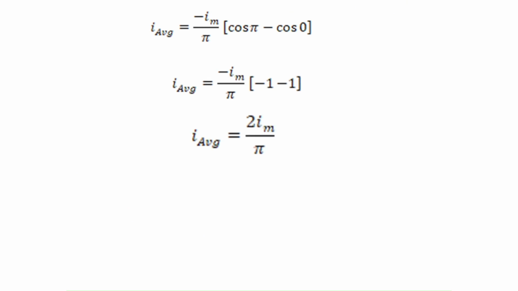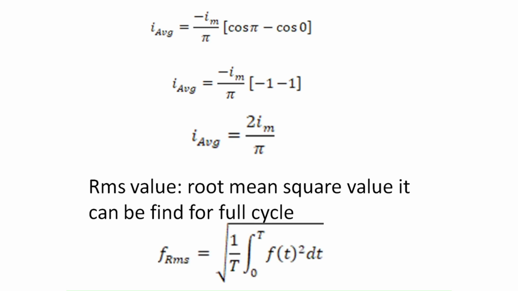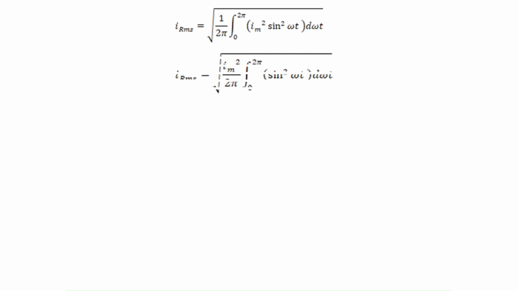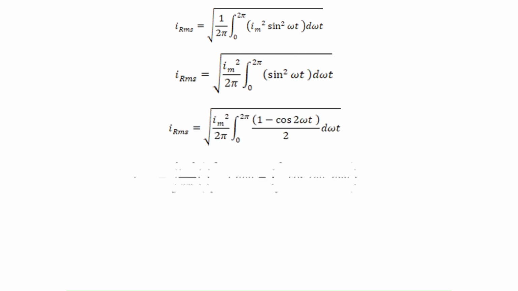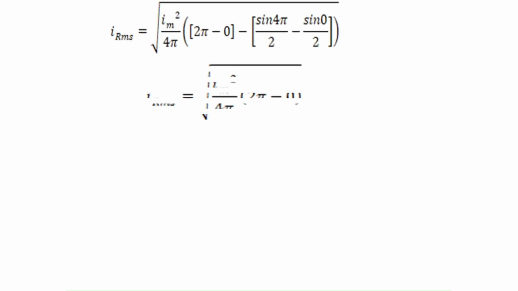The RMS value is nothing but the root mean square value. The root mean square value of an alternating waveform is given by the square root of 1 by T integral 0 to T of f of t whole square dt. With time period 2 pi, this is 1 by 2 pi integral 0 to 2 pi of Im square sin square omega t dt. The integration of sin square can be solved with a trigonometric identity: sin square omega t can be written as 1 minus cos 2 omega t by 2, and separating the terms as 1 by 2 minus cos 2 omega t by 2, we can find the RMS value. Hence, by solving the equation, we obtain IRMS equals Im by root 2.